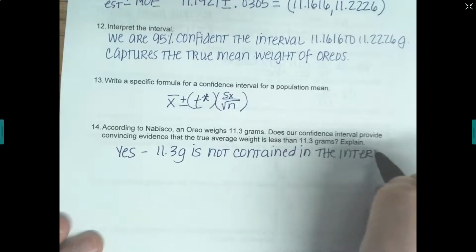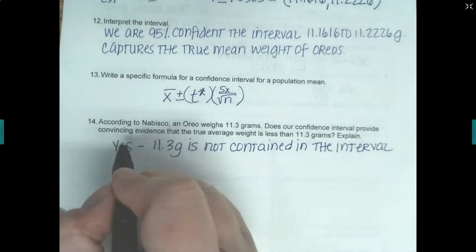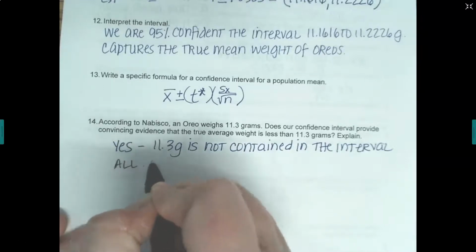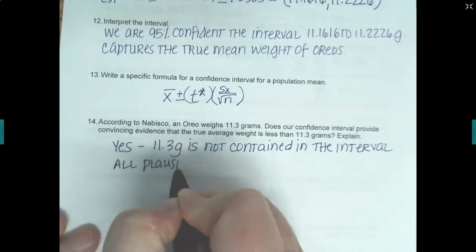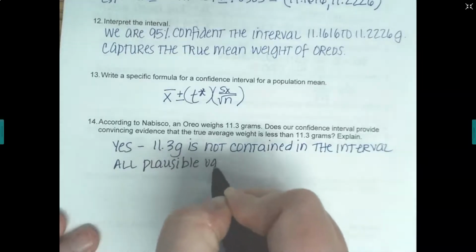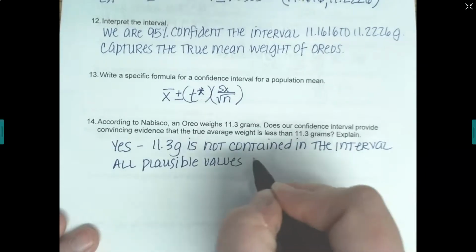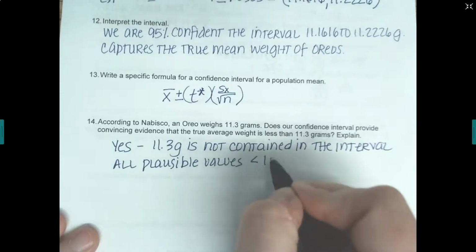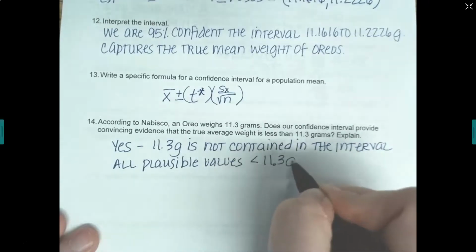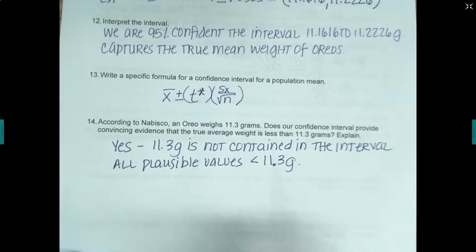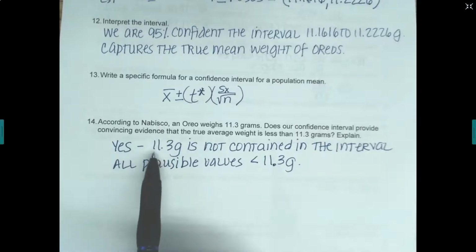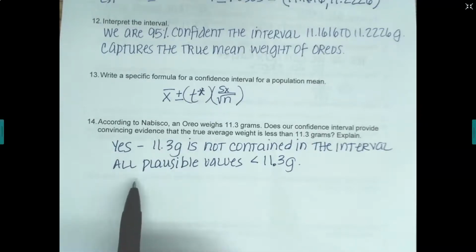And that's not done explaining it. It just says it's not in the interval. All plausible values were less than 11.3 grams. That's really the explanation. So 11.3 is not in our interval because all the plausible values in the interval are less than 11.3 grams. Okay, if 11.3 grams was in our interval, then we don't have convincing evidence.